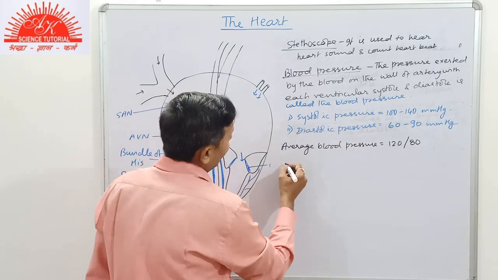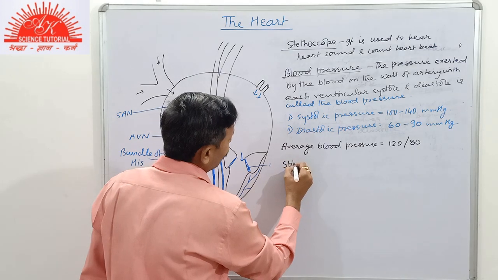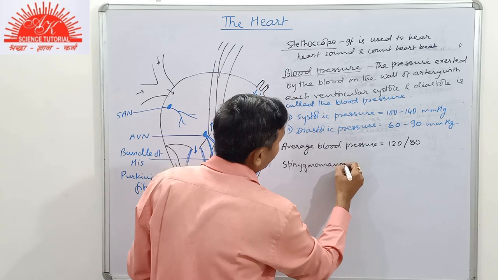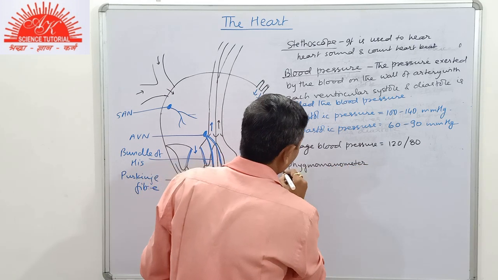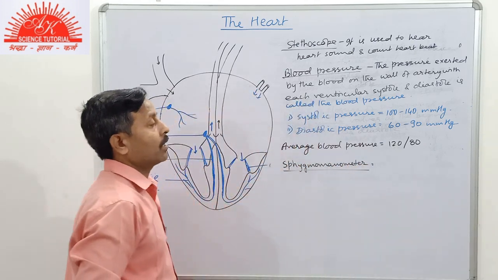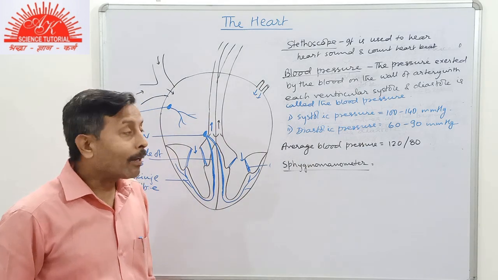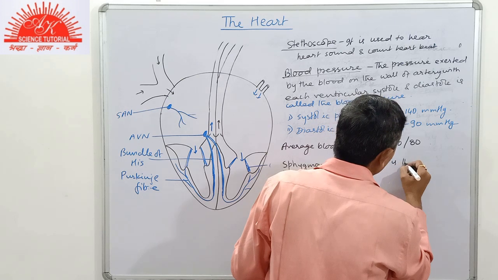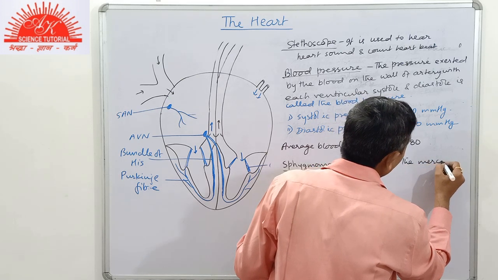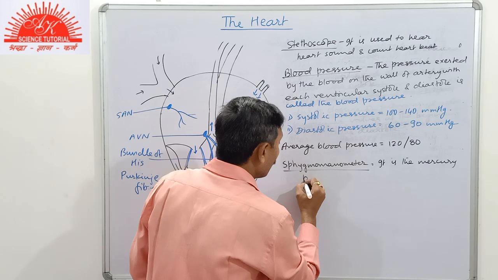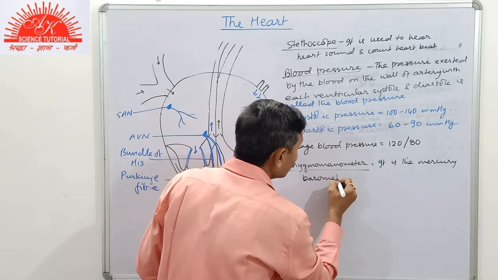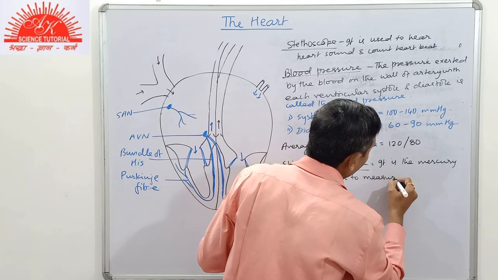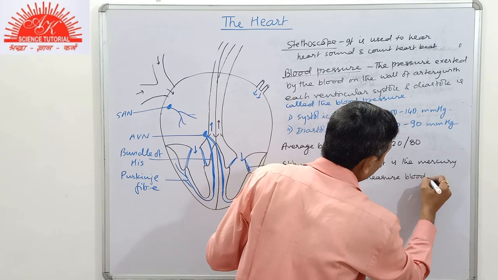Now there is a device called a sphygmomanometer, which is a mercury barometer to measure blood pressure.